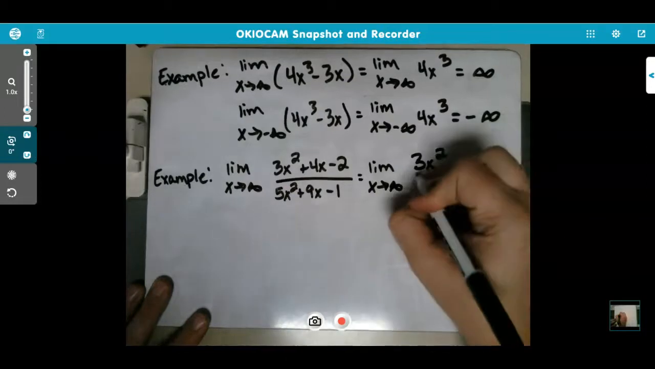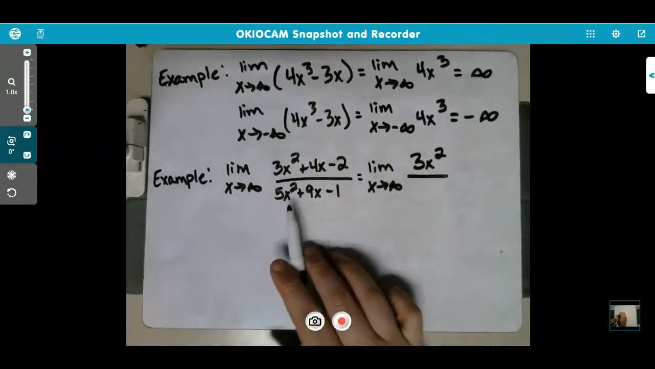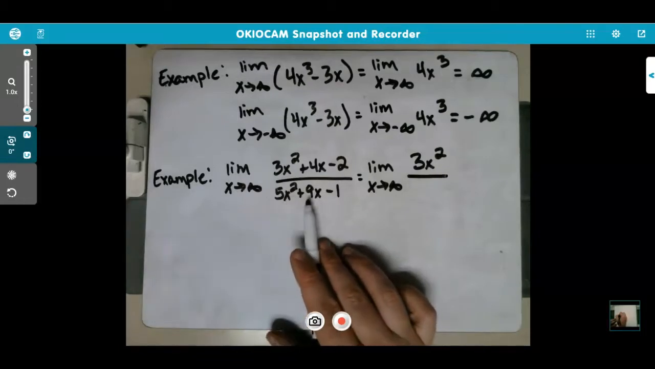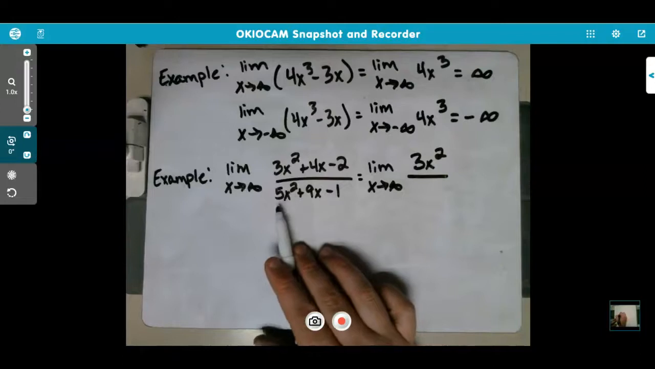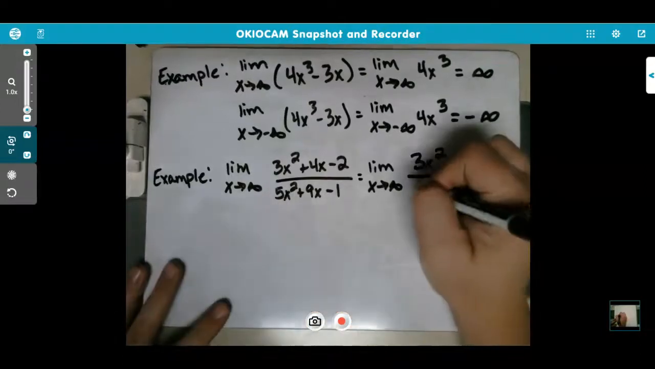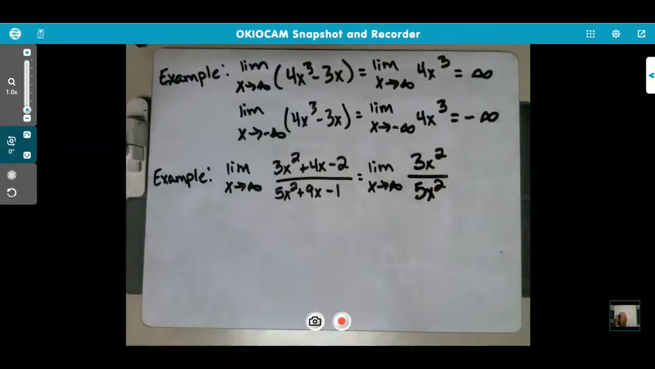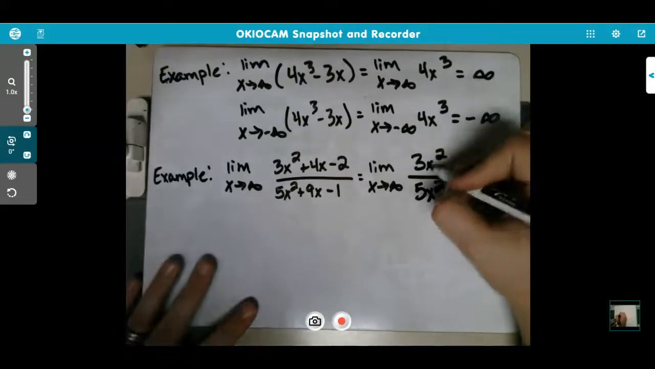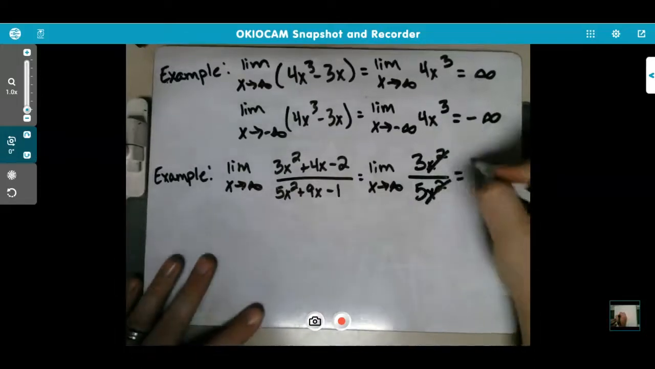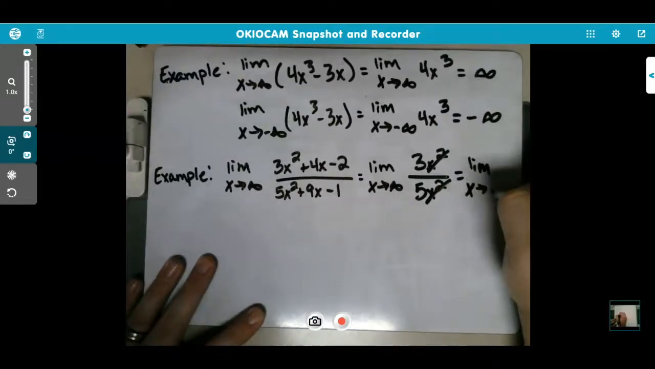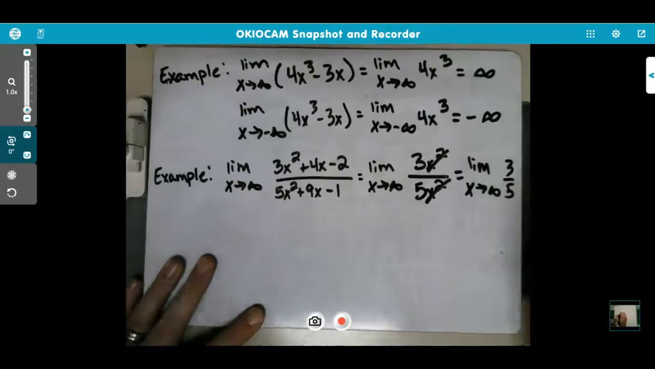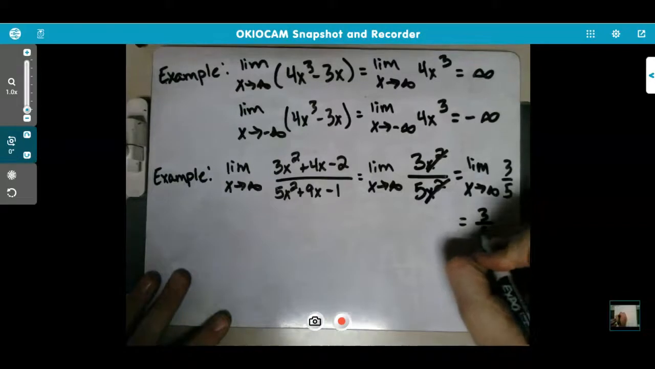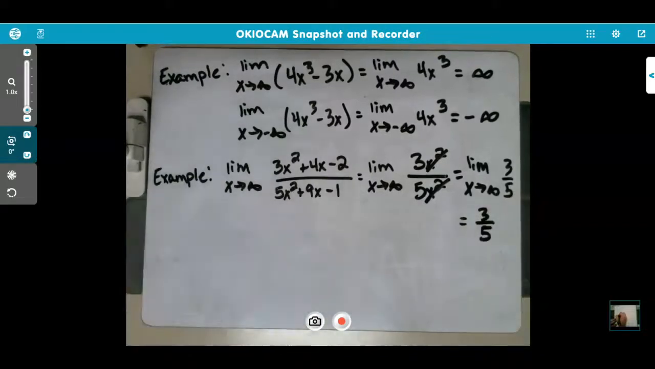On the denominator, again here, x squared is going to grow quicker than 9x and 1 do. So I only need 5x squared. Well, the good thing about this is both of those have an x squared, so they cancel out. So I'm really left with the limit as x goes to infinity of 3 over 5. Well, that's a constant, so the answer that I get is just 3 over 5.